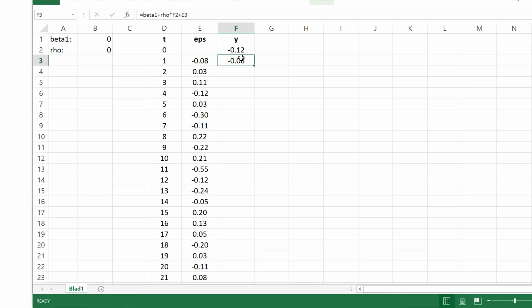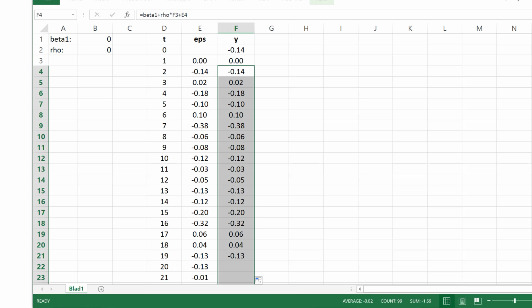Now if I just simply copy this one step down like this and look at the formula, it says beta 1 plus rho times F3. F3 is the y value in time period 1, so it's y1 plus epsilon 4, and that's the error term in time period 2. And this is indeed how y2 should be determined, so this formula will be correct, and for the same reason, if I just copy this down, the formula will be correct all the way down.